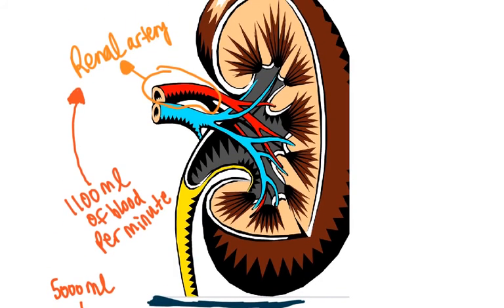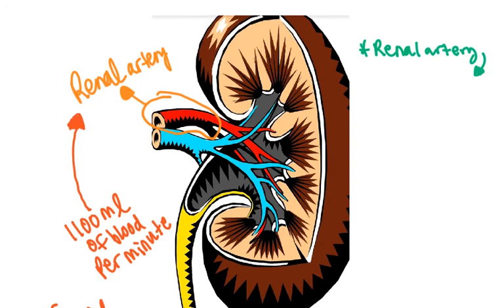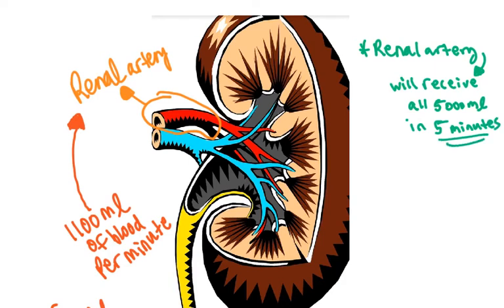So let's write that down. Our kidneys, especially our renal artery, will actually receive all of our body's blood. So we'll receive all 5,000 milliliters of blood in about 5 minutes, which is pretty cool. That's a good thing to know.